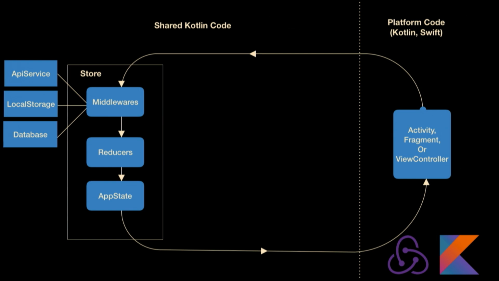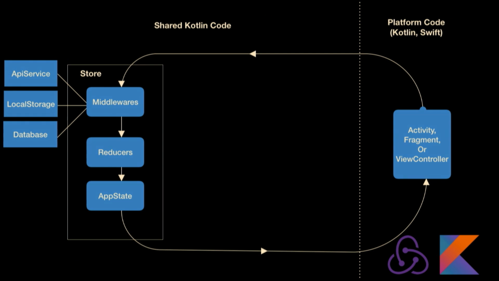This includes networking, local storage, and database code. So this is the heart of your app: the logic for deciding what to display, state management, and fetching and storing data. This also means you can test all this code in the shared module, which is another reduction of work. On the right side is the platform-specific code.